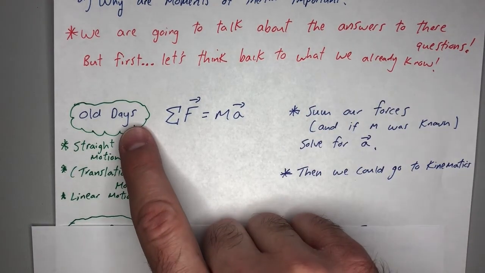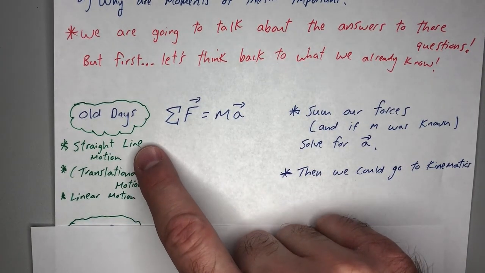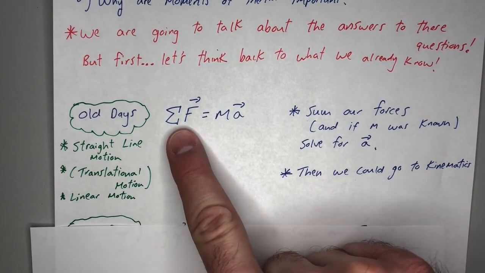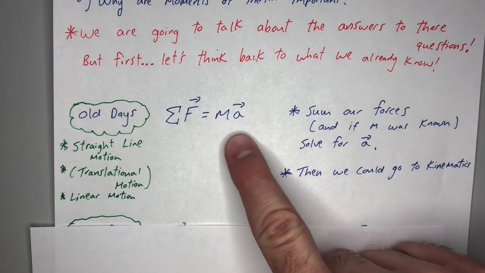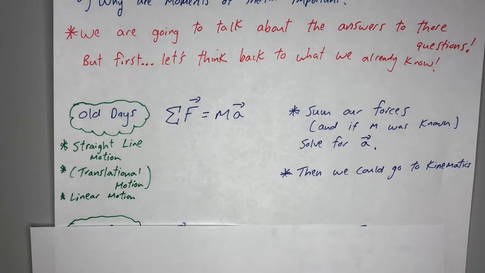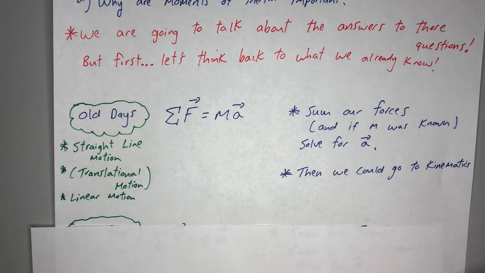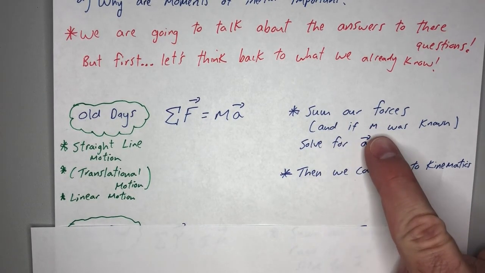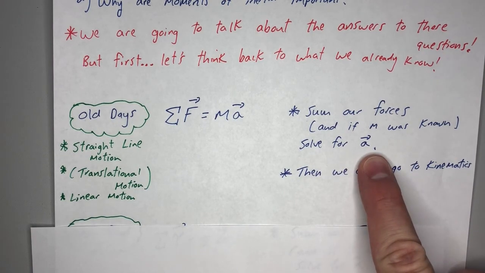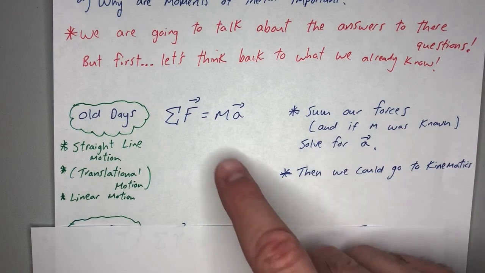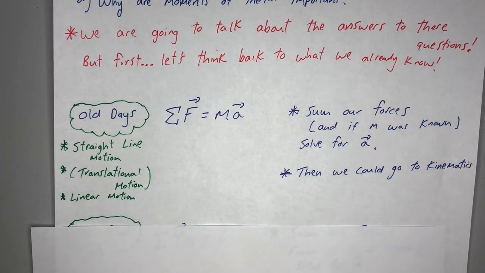The old days, sometimes called straight line motion, translational motion or linear motion. We had sum of forces equal to m times a. That's Newton's second law. If we have a net force, that causes a net acceleration. If we knew the mass, we could solve for the acceleration. Back in the day, the mass wasn't really part of the problem. They just told you 10 kilograms or 5 kilograms, one of our givens.